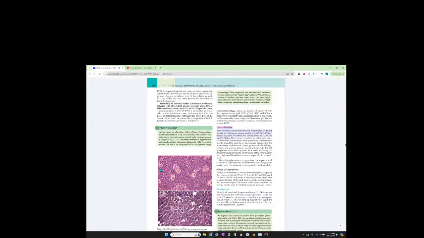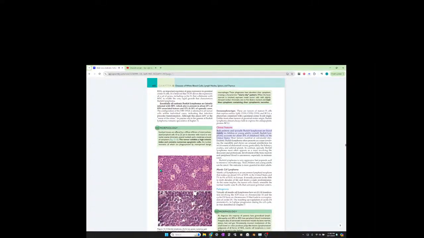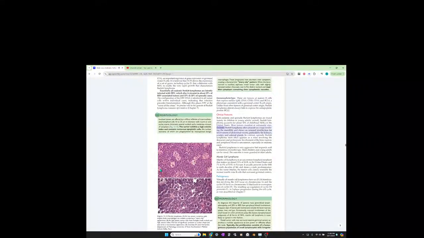Clinical features. Both endemic and sporadic Burkitt lymphomas are found mainly in children or young adults. Overall, Burkitt lymphoma accounts for about 30% of childhood NHLs in the United States. Most tumors manifest at extranodal sites. Endemic Burkitt lymphoma often presents as a mass involving the mandible and shows an unusual predilection for involvement of abdominal viscera, particularly the kidneys, ovaries, and adrenal glands.